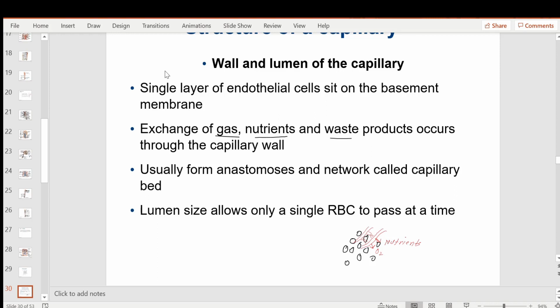However, the tissue produces metabolic wastes. So the metabolic wastes and carbon dioxide, right? So they are toxic. So they go from the tissue to the capillaries, okay, to the blood. And that is the exchange through the wall of the capillary. So capillaries are for the exchange of the gases, oxygen and carbon dioxide, and the other chemicals, nutrients, metabolic wastes.